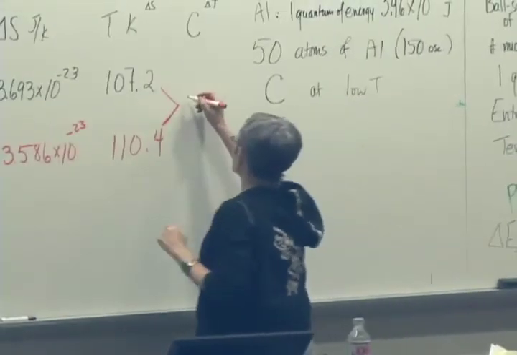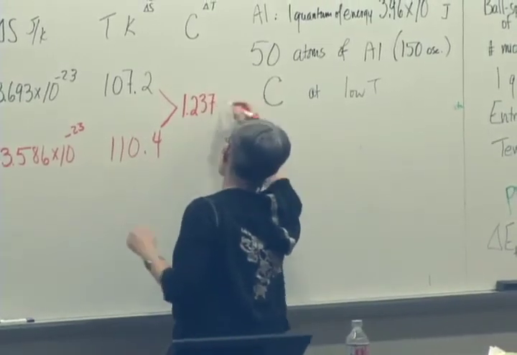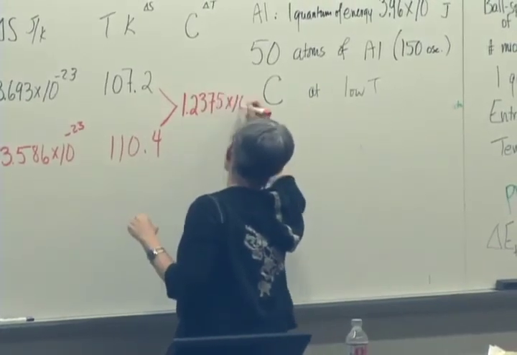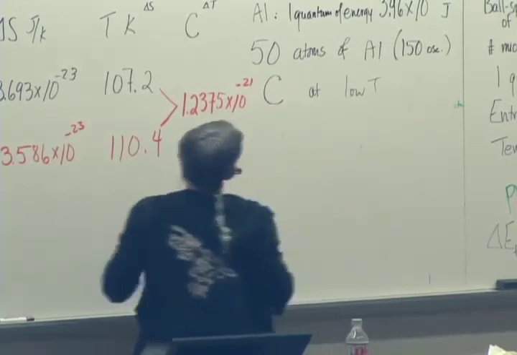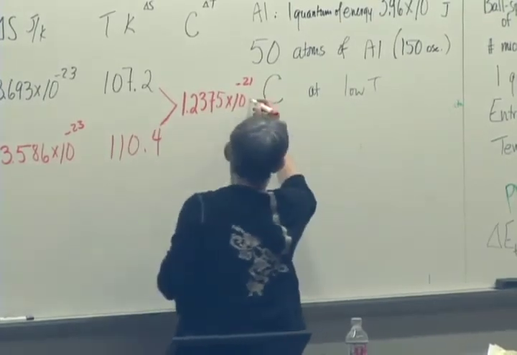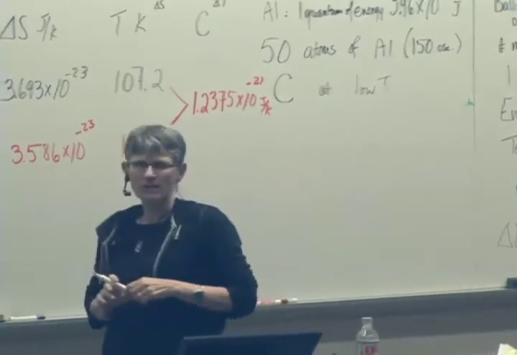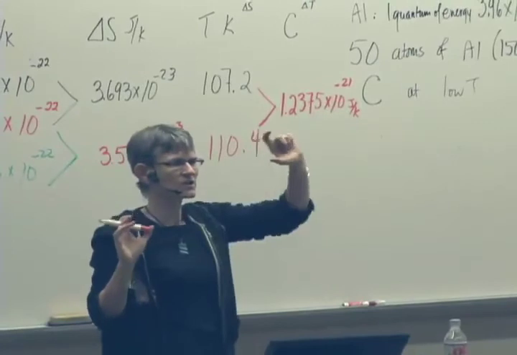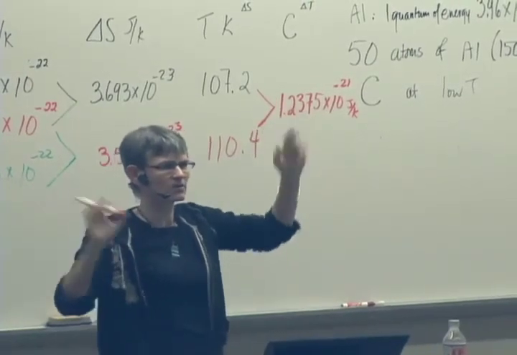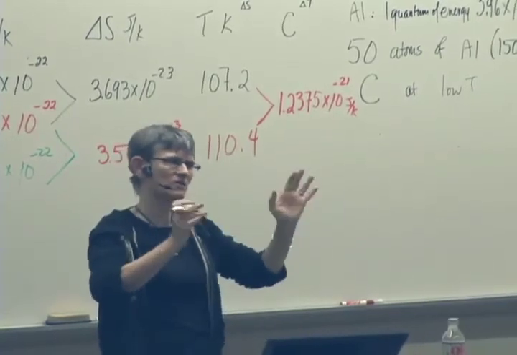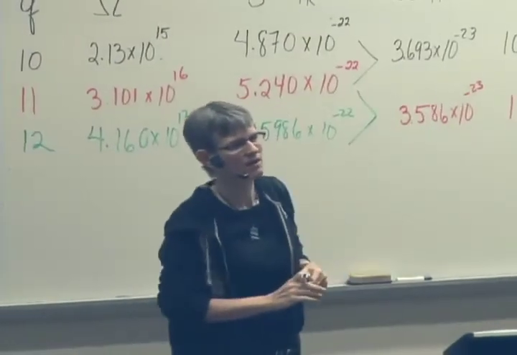Okay, 1.2375 times 10 to the negative 21. And what are the units? Joules per Kelvin. But what does that come out to? So that's for this entire particle, though. That's for 50 atoms, 150 oscillators. That's not on a per anything basis. It's just for this object.